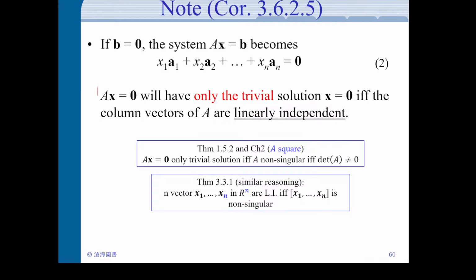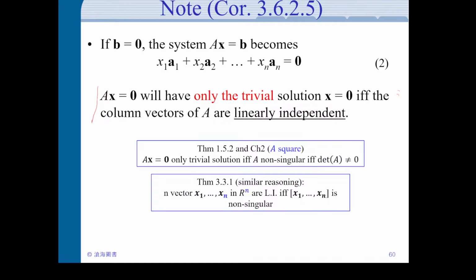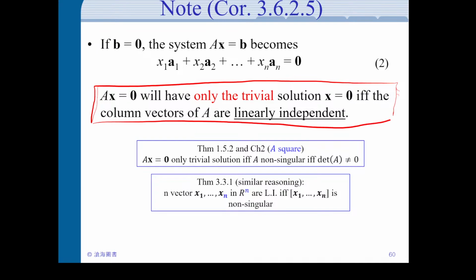So I guess I should give it a red block here. This will be the basis of basic analysis in this middle section. So it's a very important thing. Just stare at this for 10 seconds and remember this. Ax equal to 0 has a unique solution if and only if the columns of A are linearly independent.